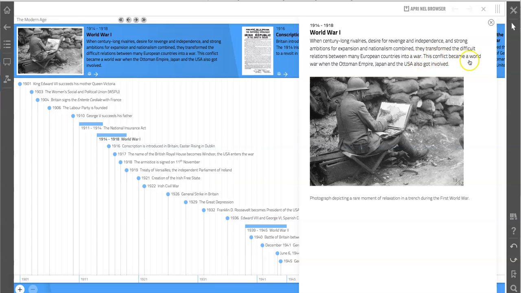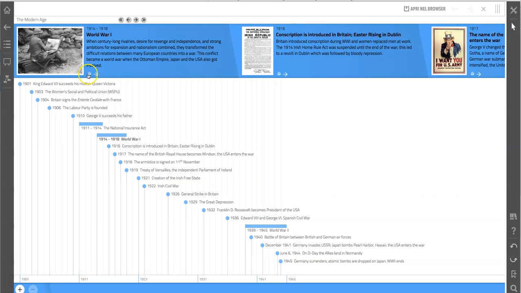This conflict became a world war when the Ottoman Empire, Japan, and the USA got involved, which was first among the European countries, but after this also these great and powerful countries were involved into the war.